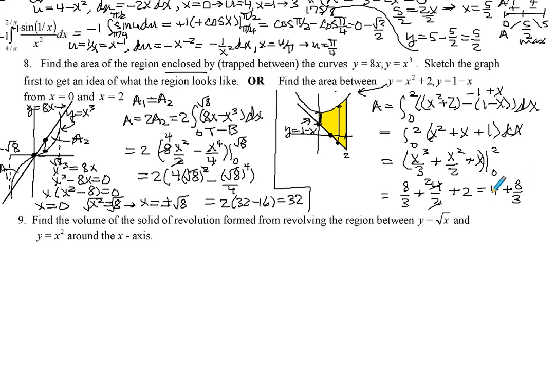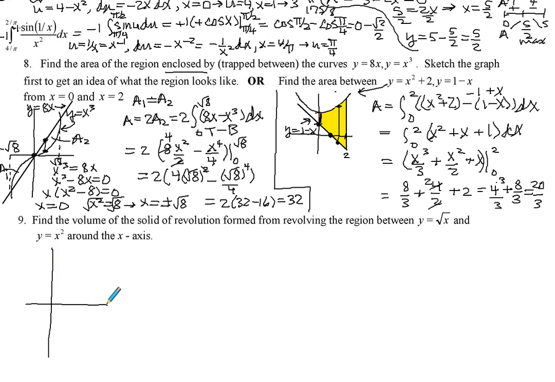So we need a common denominator. You'd multiply top and bottom by 3. So 12 thirds plus 8 thirds, 20 thirds is our area there. And then finally, we are ending up with a solid of revolution. We're revolving the region between y equal root x and x squared around the x-axis.